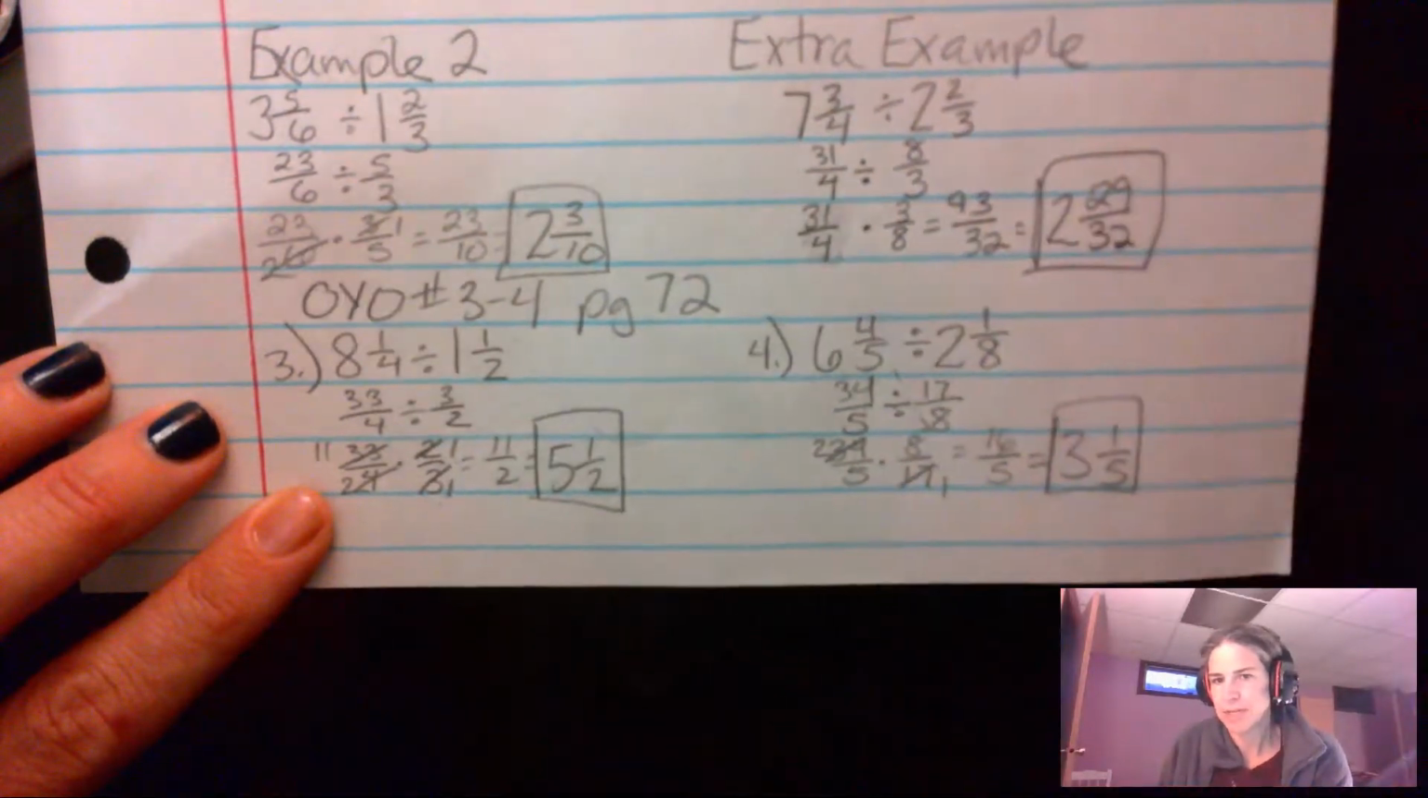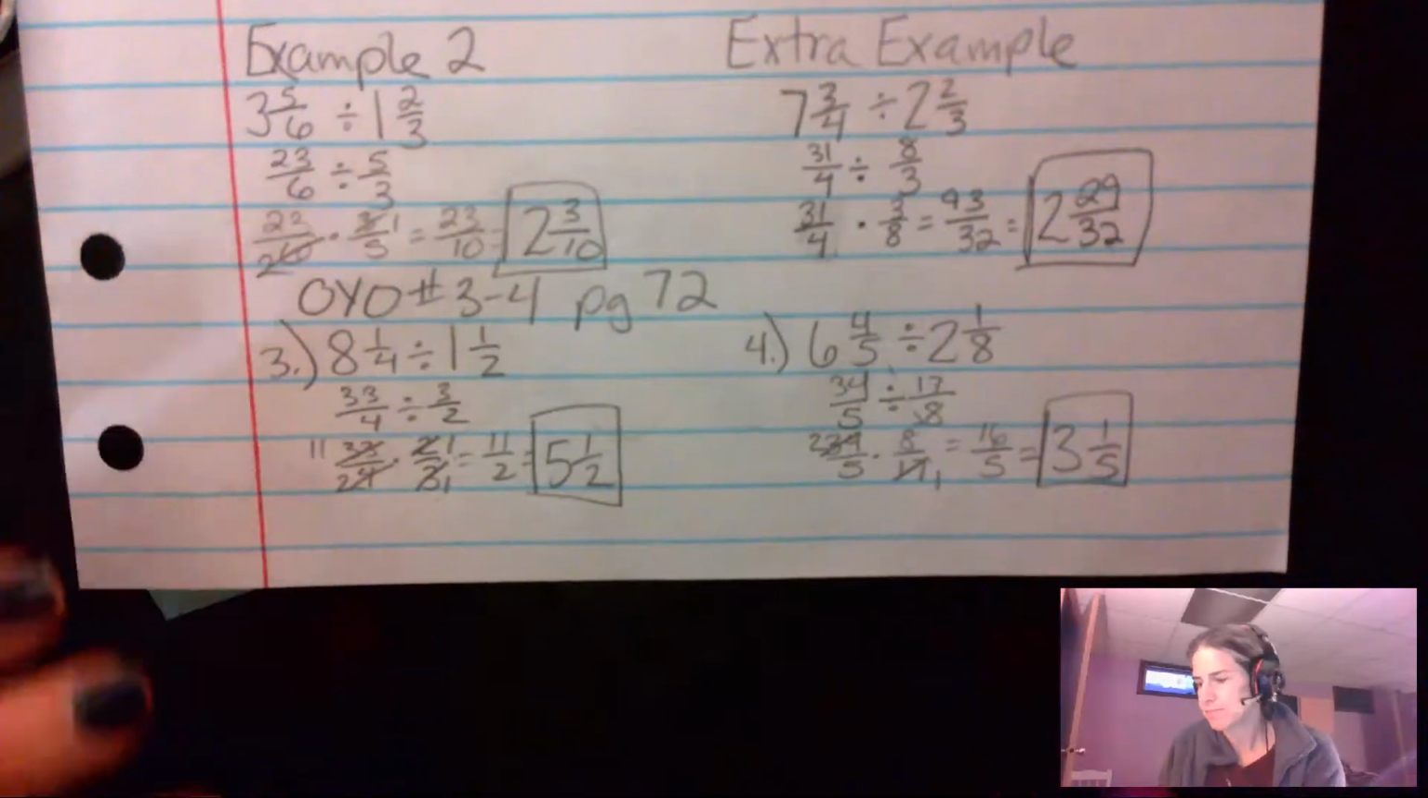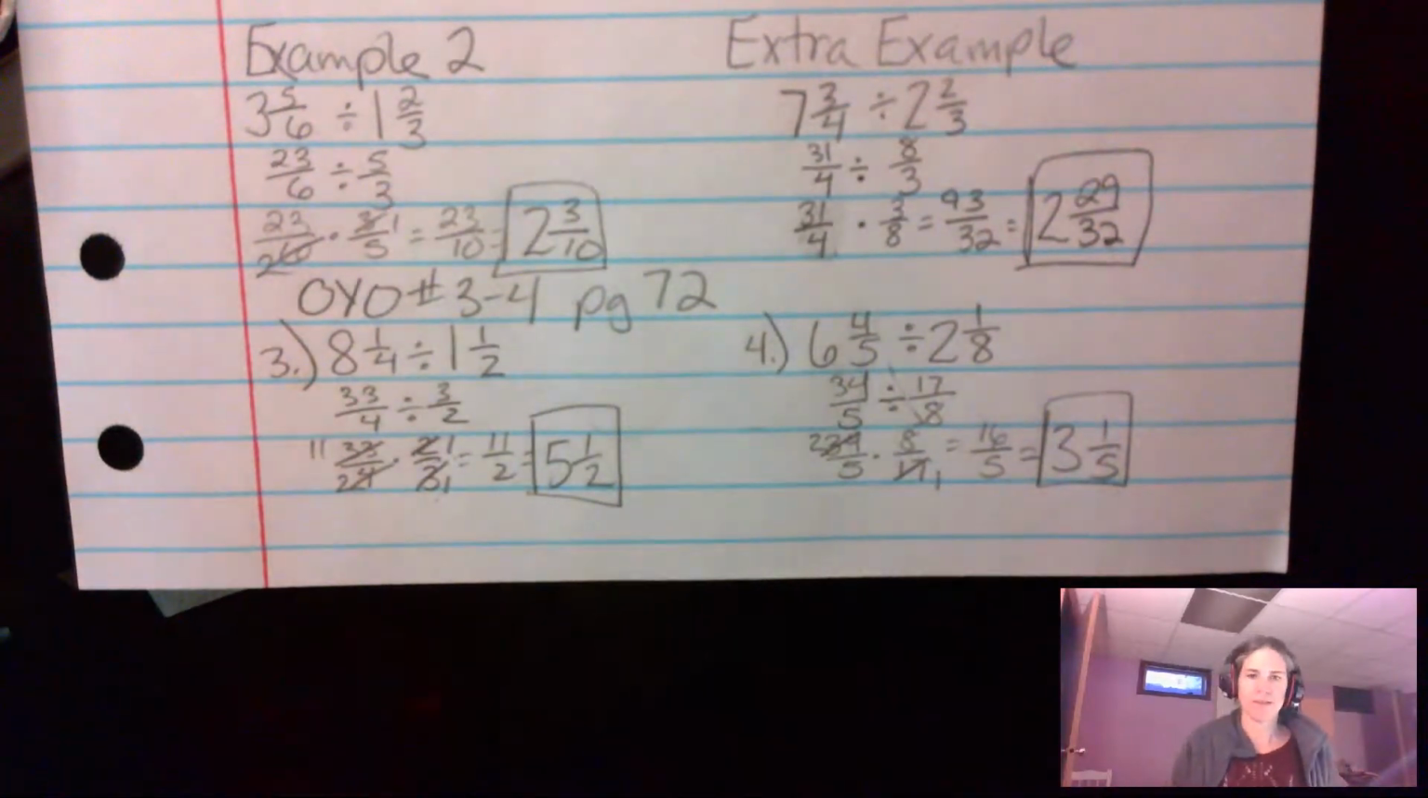Number 4. My answer is 3 1/5. Those are my steps. If you have any questions, please let me know.